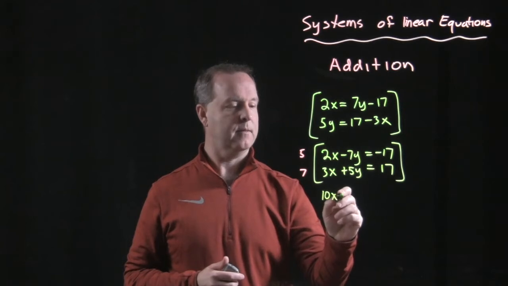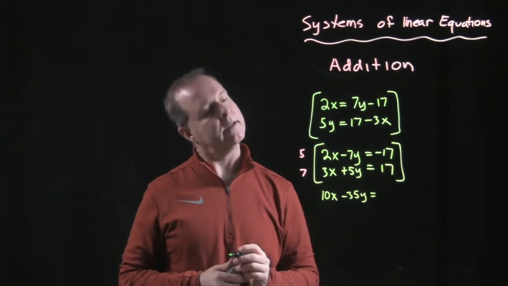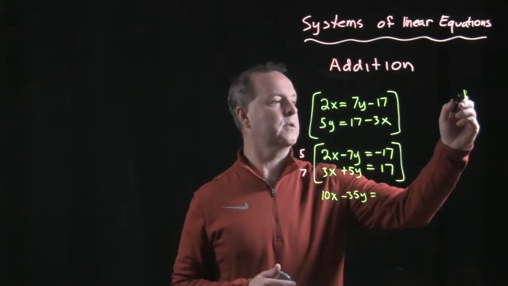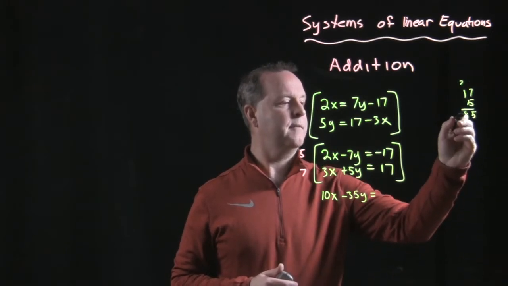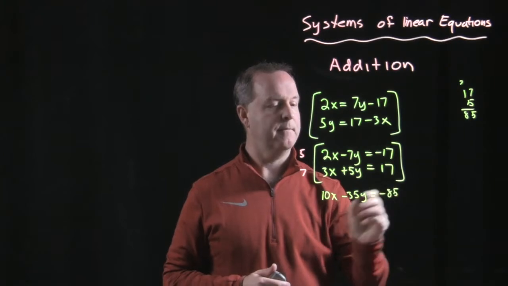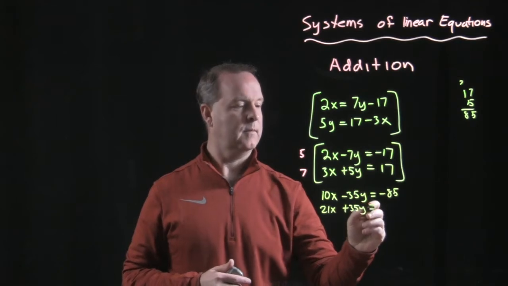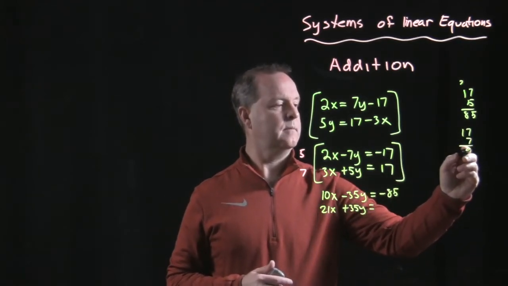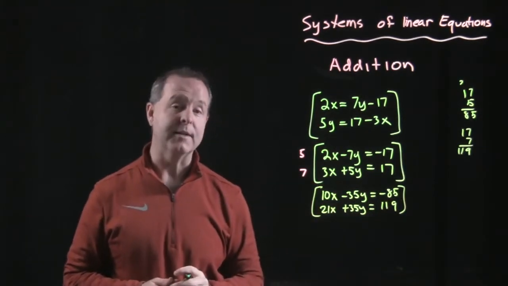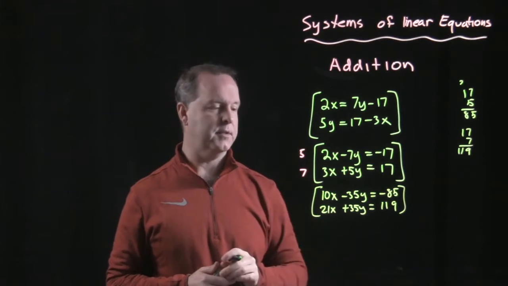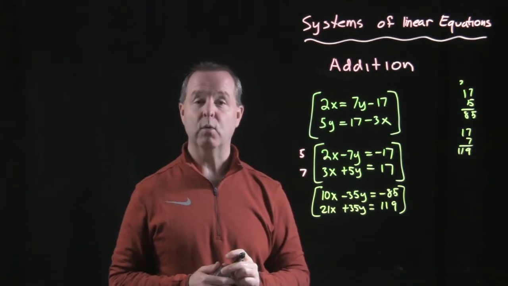10x makes that negative 35y. 5 times 17. Oh boy, I got to do some work, folks. You might know it, I don't. 5 and 3, 85 equals a negative 85. 7's across. And 17 times 7. I still have maintained my 2 by 2 system, 2 equations and 2 unknowns. I modified them in such a way that now if I were to add them, a variable would eliminate.